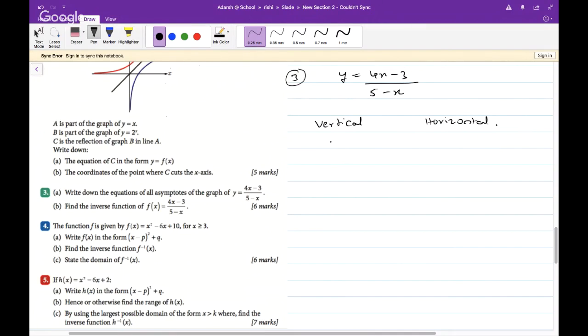Now here the denominator is 5 minus x. So 5 minus x equal to 0, which is x equal to 5. So at x equal to 5, you get the vertical asymptote.